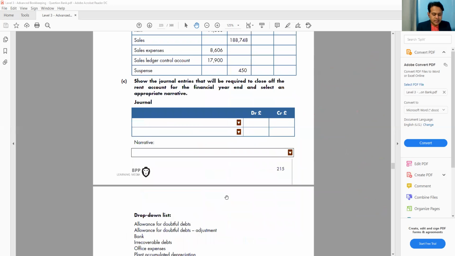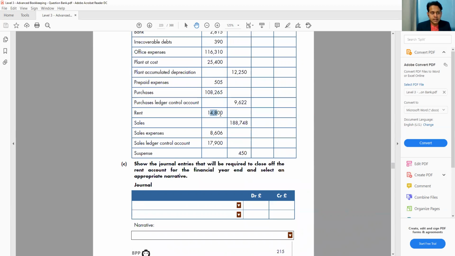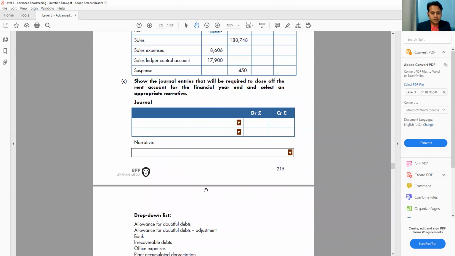The next one is saying the rent. It says show the journal entries that will be required to close off the rent account. So how much is the rent we have? Let's have a look. The 14,800. Rent we have 14,800. So what will be the journal for that? So remember, this rent here, 14,800, is a debit, but when I'm going to post it to the profit and loss account, they said close off.